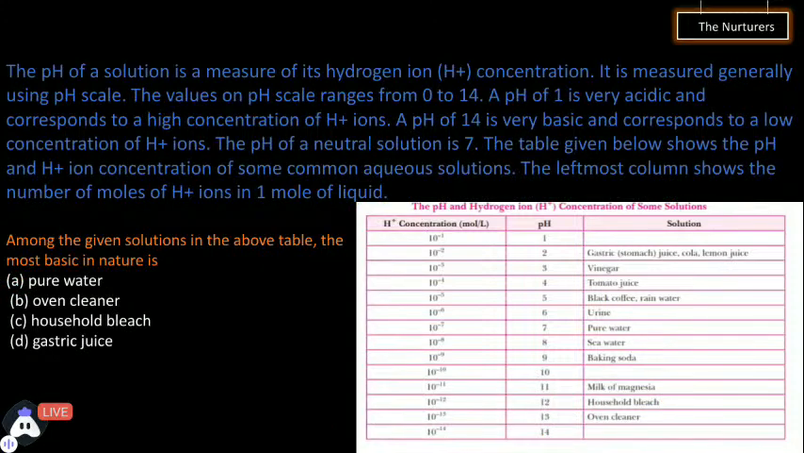Again, the passage is completely the same. Now, among the given solutions in the table, the most basic in nature is, now you can see towards the right, the pH is also given, and I told you that the pH range for bases is 7 to 14, and 14 is the most basic. So you have to tell the most basic among these four. Is it pure water, oven cleaner, household bleach, or D, gastric juice?